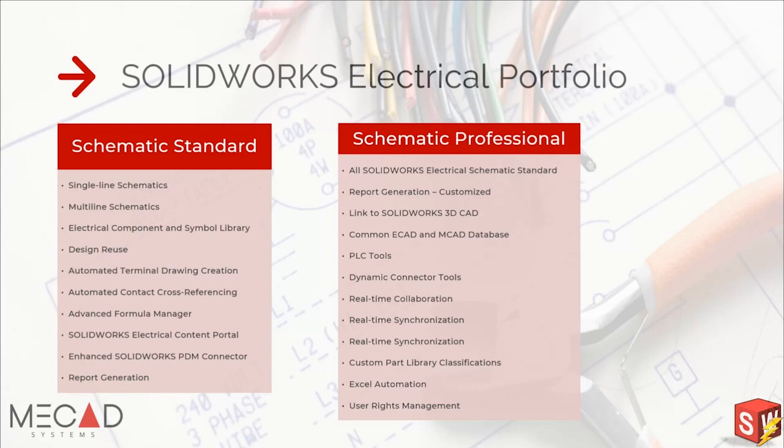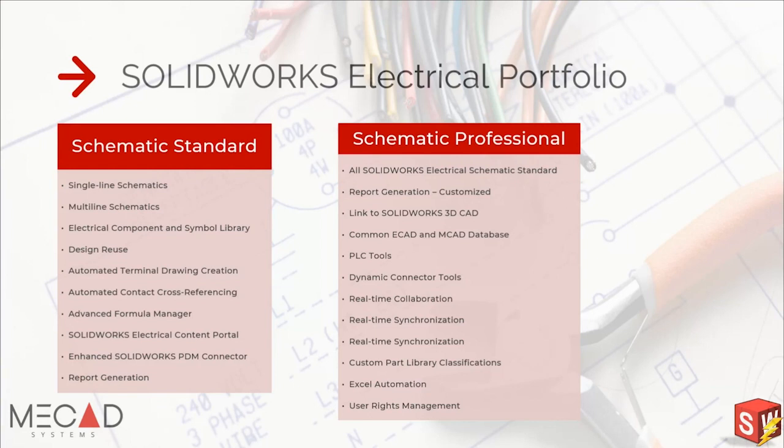You can see in the two tables below that Schematic Standard offers anything between single line schematics up to report generation, whereas the Professional includes all the Schematic Standard tools, as well as additional tools or functions that you can use in your design process or in your business.